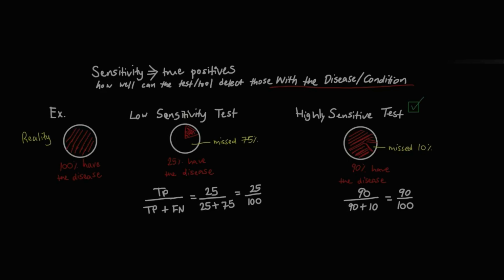Now let's talk about specificity. Specificity is going to be your true negatives, your true negative rate. In other words, how well can the test or the tool detect those without the disease or condition?